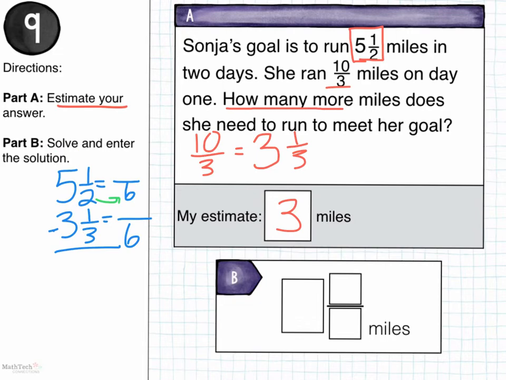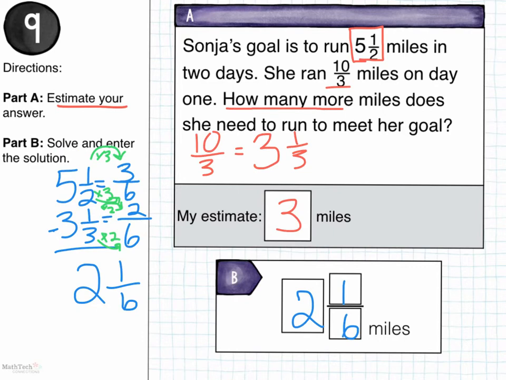Now, what do I need to do to a 2 to turn it into a sixth? That gets multiplied by 3. And I do the very same to my numerator to turn this into 3/6. What about down here with a third? A third gets multiplied by 2 to make sixths. And 1 times 2 is 2. So now I have a situation where I've got 3/6 minus 2/6. That leaves me with 1/6 left over. And I must also do 5 minus 3. 5 minus 3 is 2. So 2 1/6. She needs to run 2 1/6 more miles.